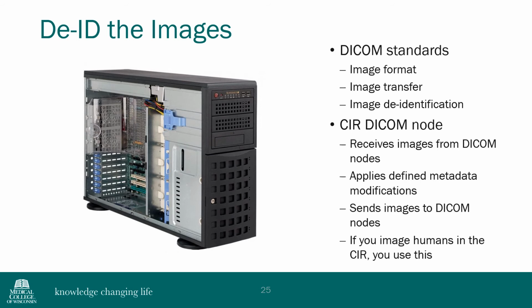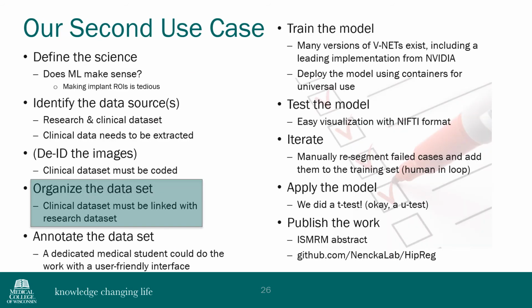In fact, if you use any of the human systems in the CIR, you're already using this DICOM router. The images go from the scanner over to this router, and this router then sends the images to the right XNAT for your project. So once the images are in a usable format, the next step is to organize them, and we can do that through XNAT in the research enterprise here, which we've already talked about a little bit.